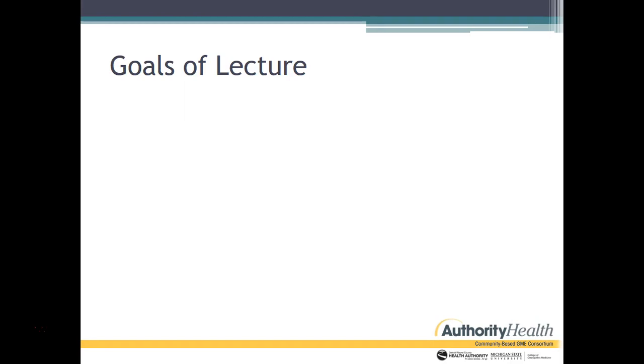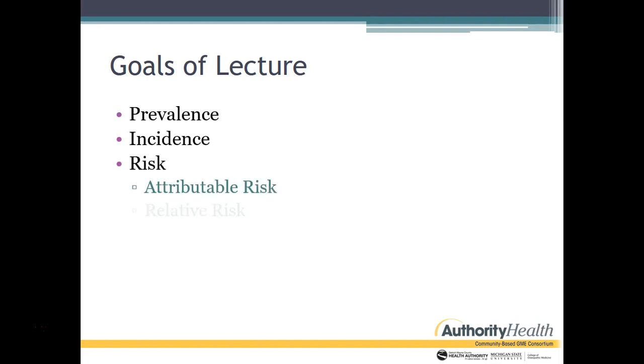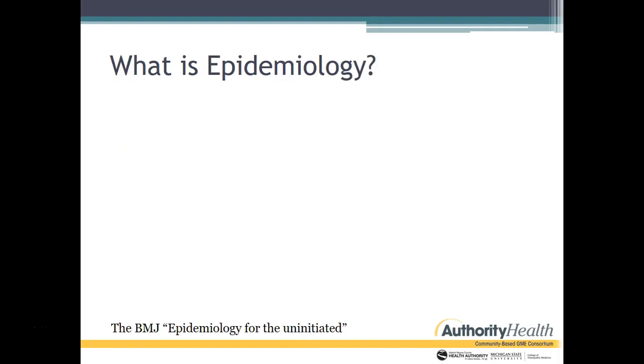The goals of today's lecture: we're going to review prevalence, incidence, and risk, very briefly attributable risk, and then we'll go over relative risk, odds ratio, and correlation because I forgot to put it in the other video. So, this is a lot of information, you guys. If you're the kind of person that likes to take notes, I advise you to go grab your notebook because we're going to cover a lot. All right, so let's get started.